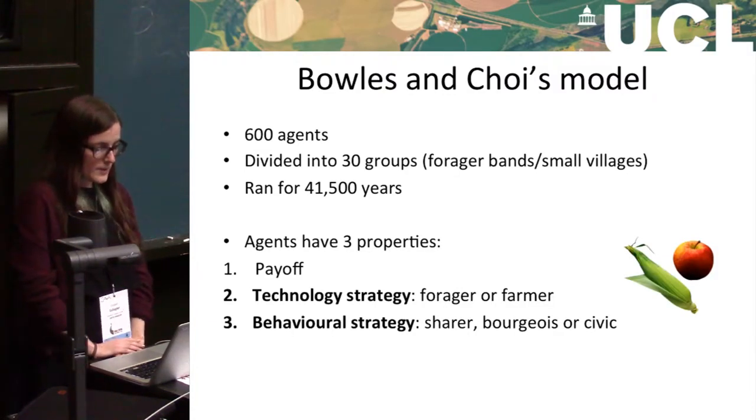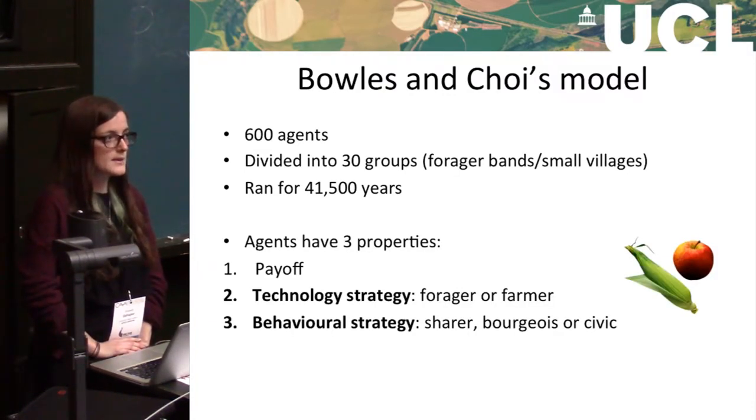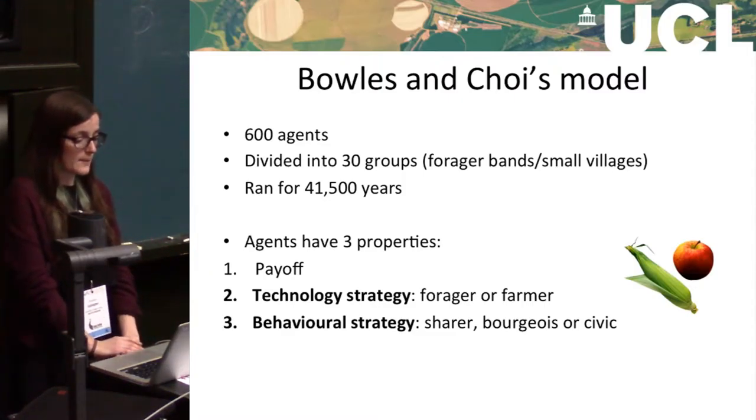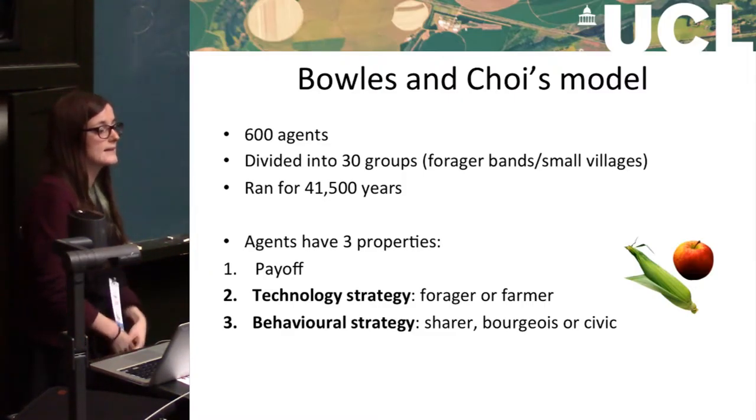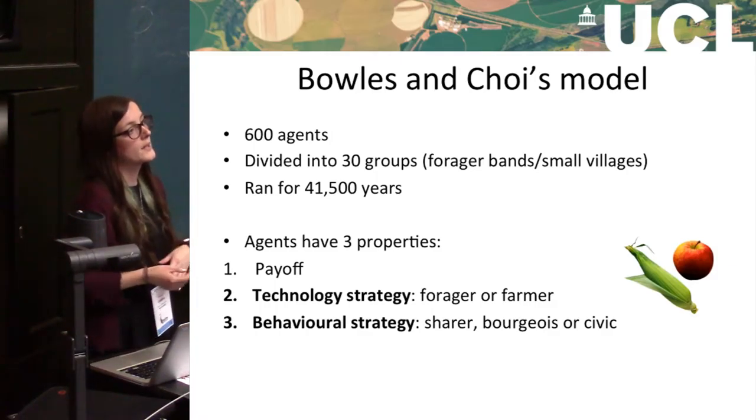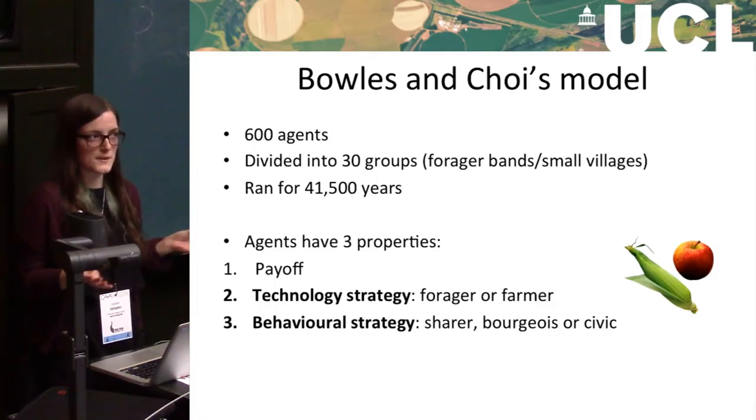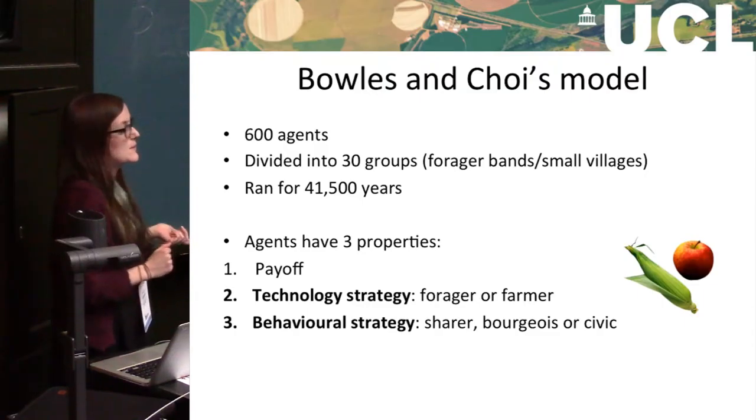The agents have three properties. One is their payoff, which is basically how much food they have. The other is their technology strategy, which is whether they foraged or farmed for that food. And the third is their behavioral strategy, which is how they decide to share that food with one another, or not share it. So they can be a sharer, a bourgeois, or a civic.